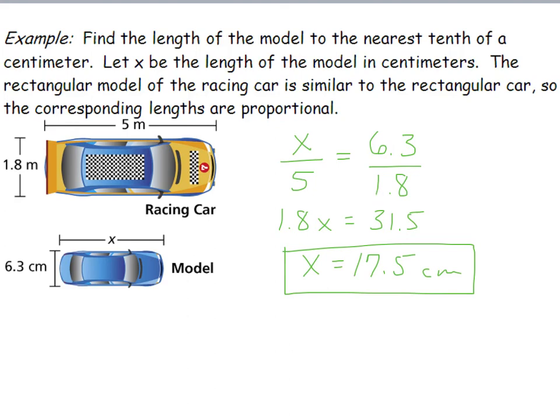Once you set up your proportion, go ahead, cross multiply both sides, and I end up solving by dividing by 1.8. So the actual length of our model car is 17.5 centimeters.